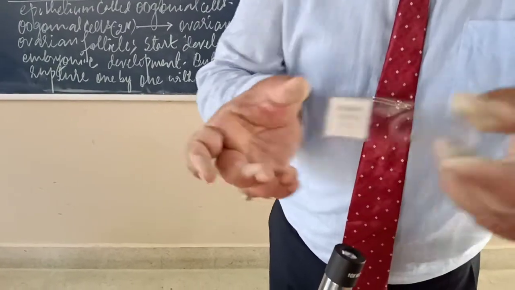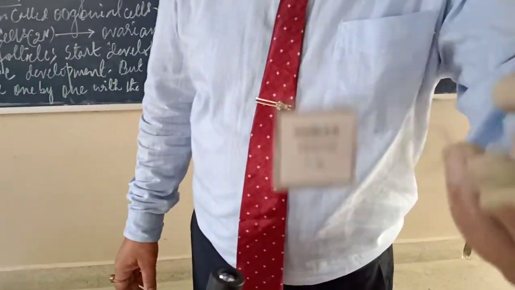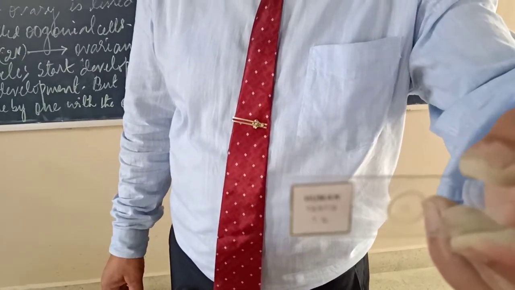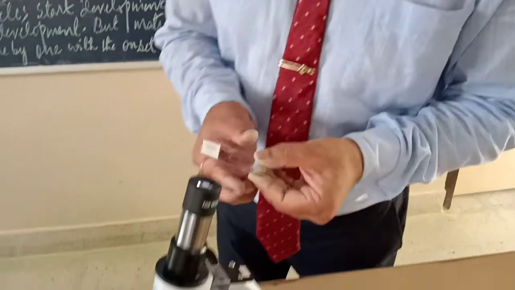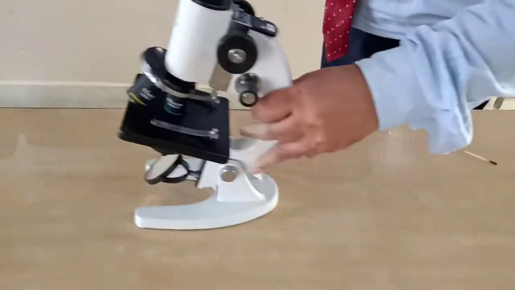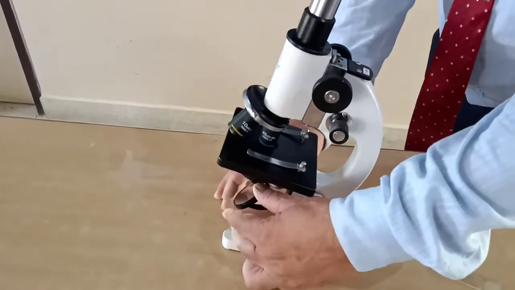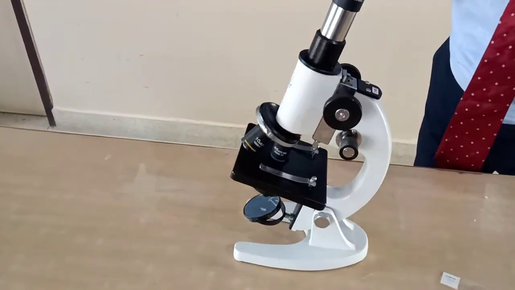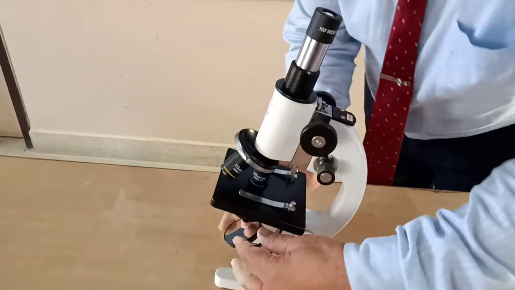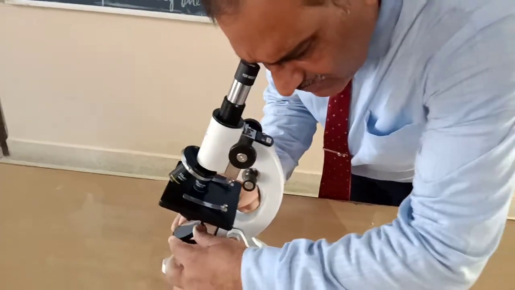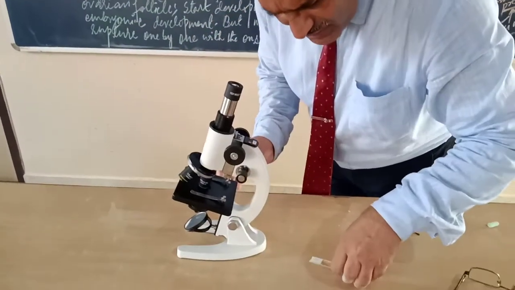Now students, you can see this one. This is the slide of TS testes. I am going to focus the slide of TS testes. Similarly, we can focus the slide of TS ovary also. No problem. So this is the compound microscope. Its mirror should be towards the window side so that it may get sufficient light. So light is coming from the window side, and now we have to focus this.